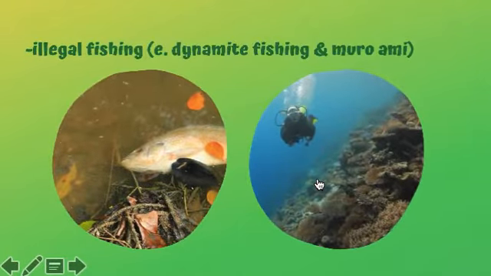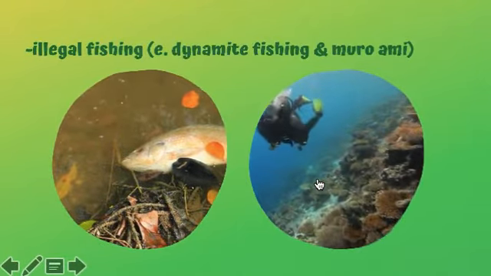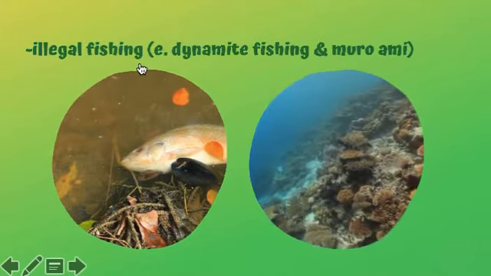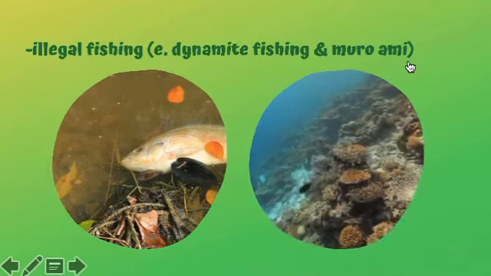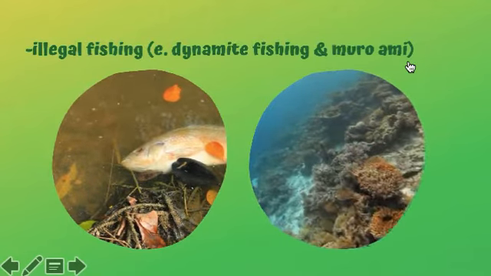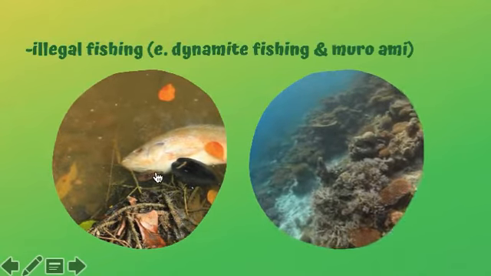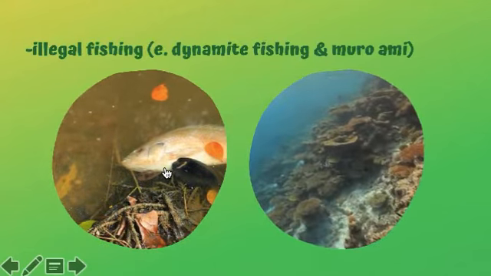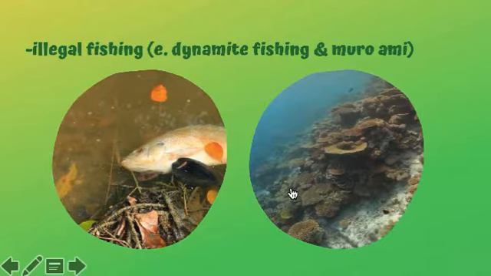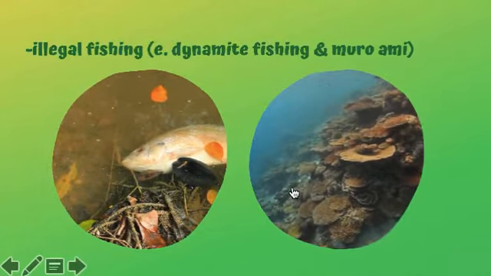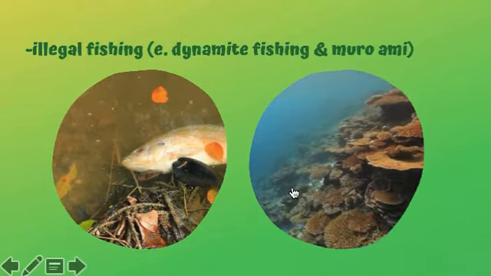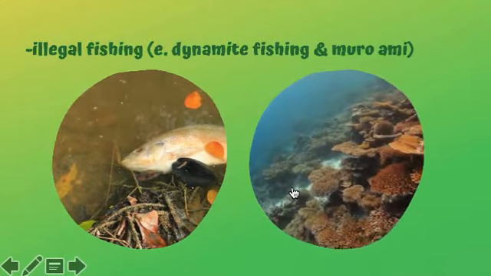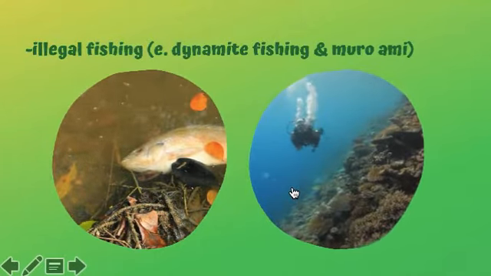Another way humans destroy marine habitat is through illegal fishing. Dynamite fishing and muro are some examples. Dynamite fishing involves throwing of dynamites for catching fishes, while muro involves destroying the corals using stones so that fishes will go out of their home and eventually be trapped by fish nets.